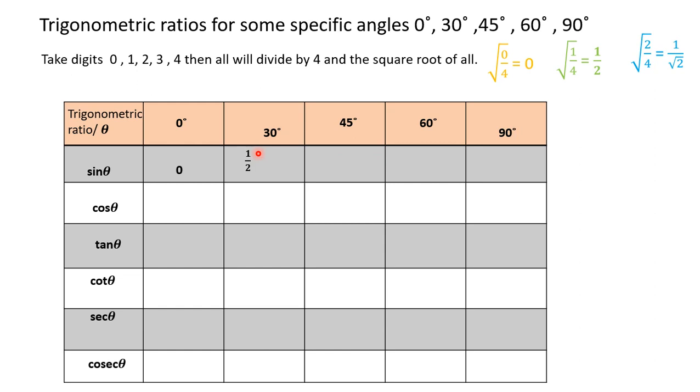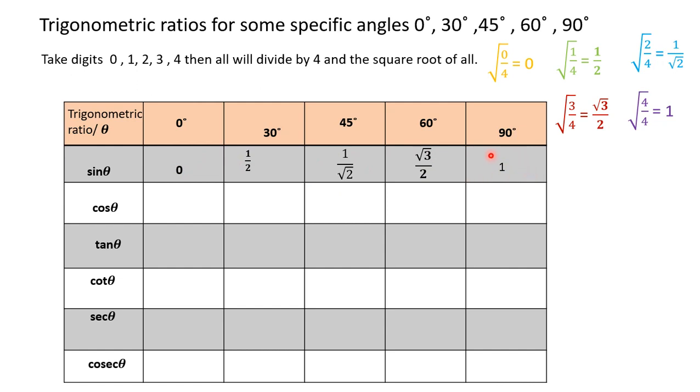Then 2 by 4 and taking the square root, we get 1 upon root 2, so 1 upon root 2 is the value of sin 45 degree. Then 3 divided by 4 and taking the square root, we get root 3 by 2, so root 3 by 2 is sin 60 degree. For the 90 degree value of sin, we get 4 divided by 4 and its square root gives 1. So sin 90 degree is 1. Now we have found the value of sin theta for these angles.